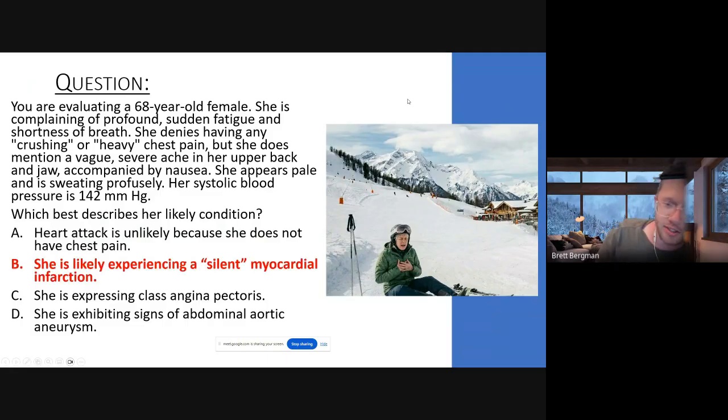So this is one of the atypical presentations that women are known to present with. You can also have it in diabetic patients. You can also have it in elderly patients. So when we talk about a silent myocardial infarction, what it means is that they're having an acute heart attack, but they are not having chest pain.